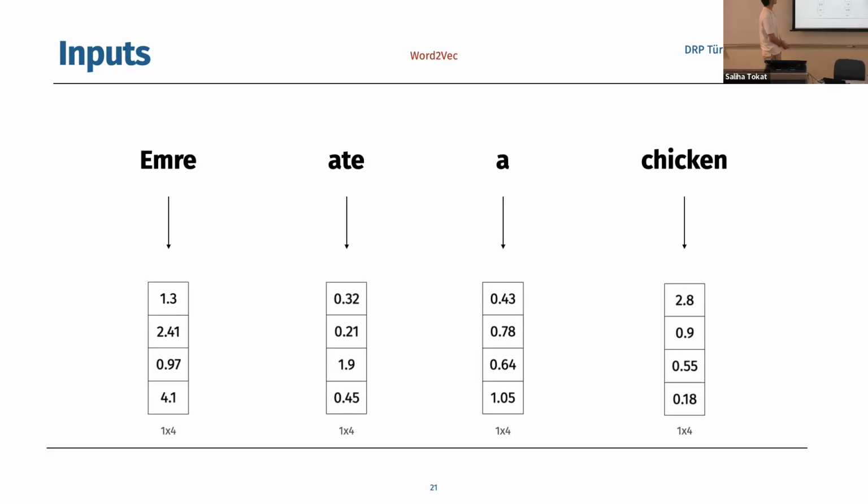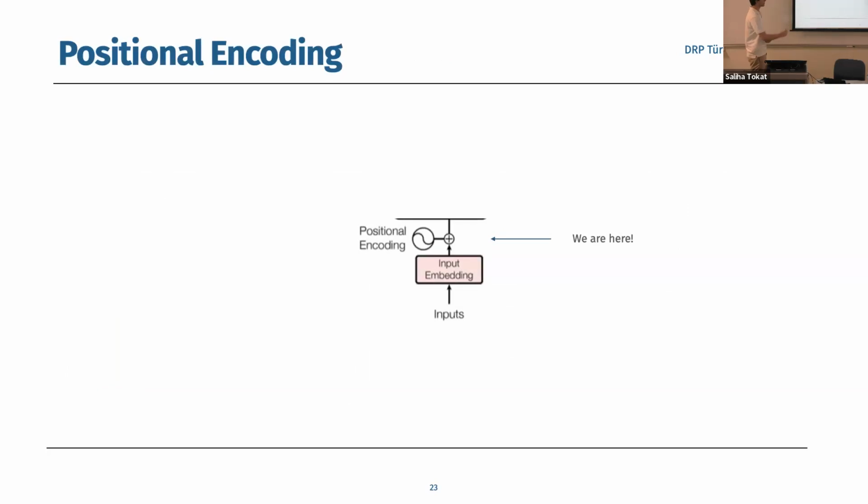So let's go back to our example. If we apply word2vec, we get these vectors. These are just random for visualization. And we call these vectors feature vectors, or embeddings, of our words.